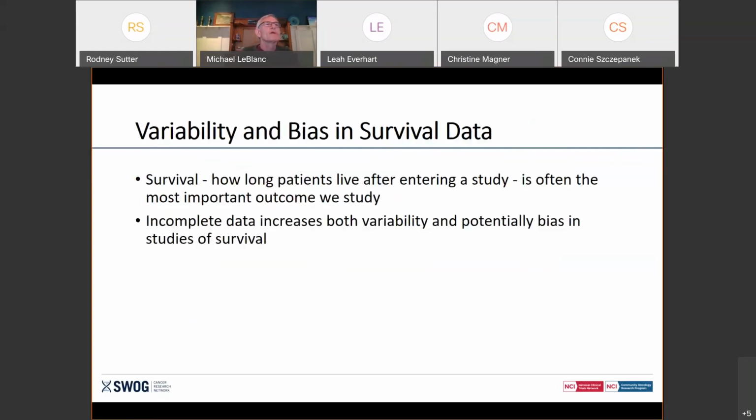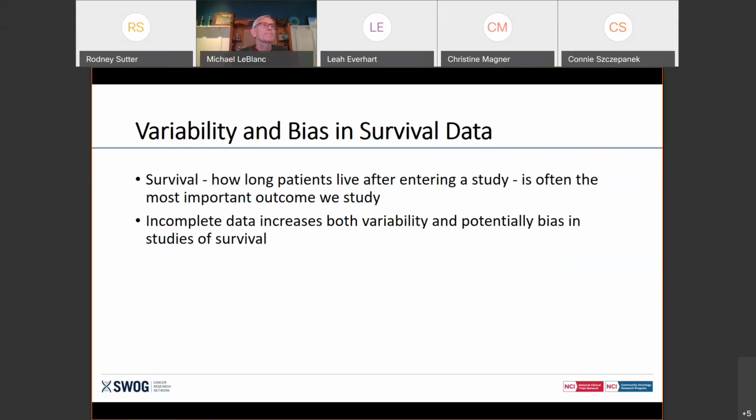So one of the things we measure, as you saw from the first study, is survival data or time until progression. These time-until-event data are very difficult to measure unless we have good follow-up. And incomplete data increases both the variability and, as I said, the potential biases in survival studies. So it's an absolutely fundamental aspect of clinical trial management that we need to get appropriate follow-up data on patients.